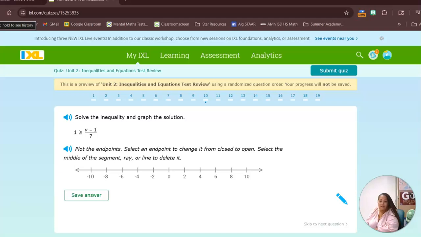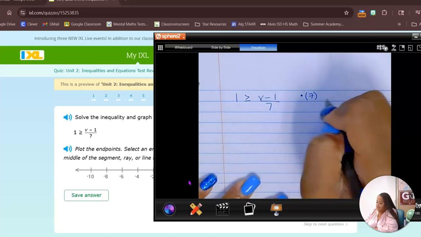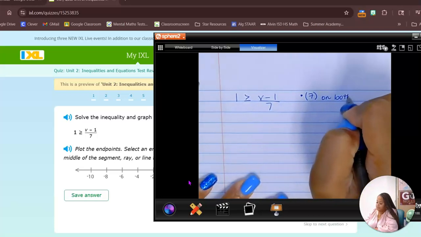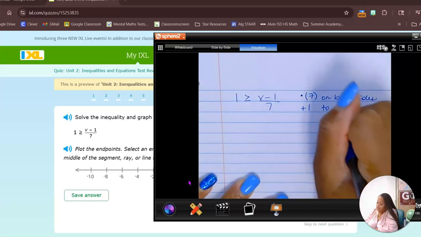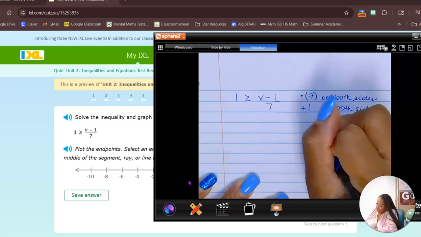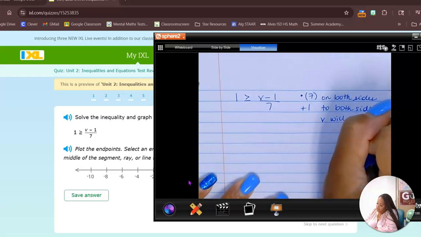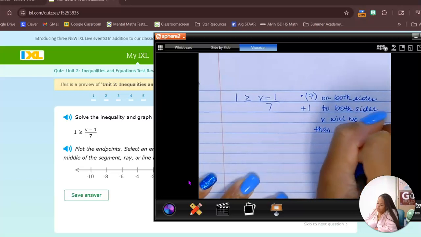Number 10. It says solve the inequality and graph the solution. So this is 1 is greater than or equal to v minus 1 divided by 7. So we must multiply by 7 on both sides. And then add 1 to both sides. Remember that v will be less than or equal to.